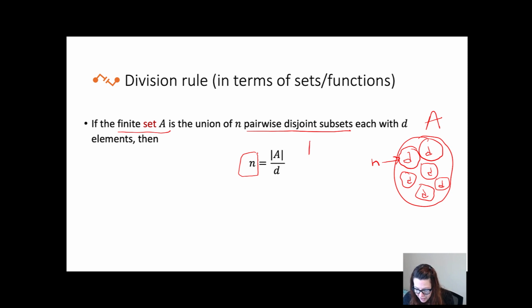Then it's easier to see it like this. The size of A is equal to N times D. But N is equal to the size of the set divided by D, right? That's how many sets we have.